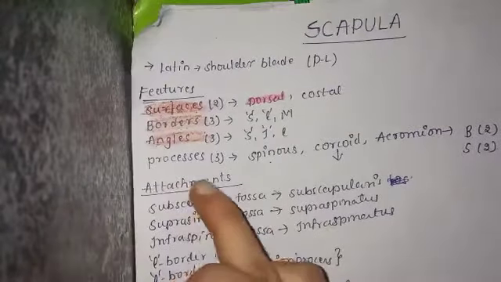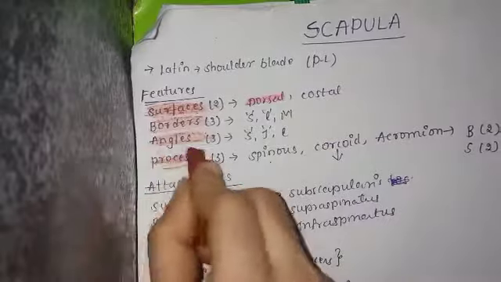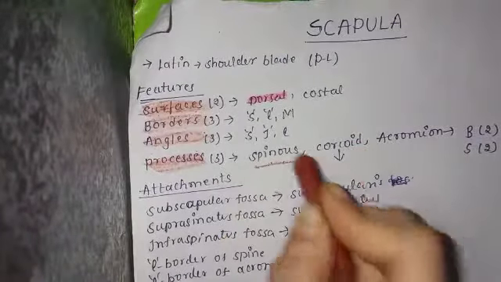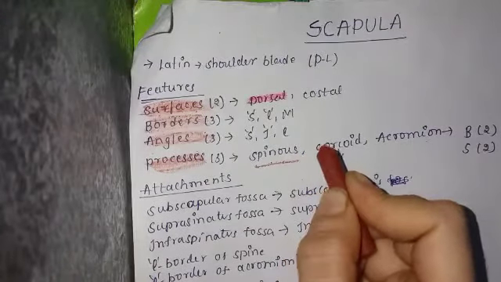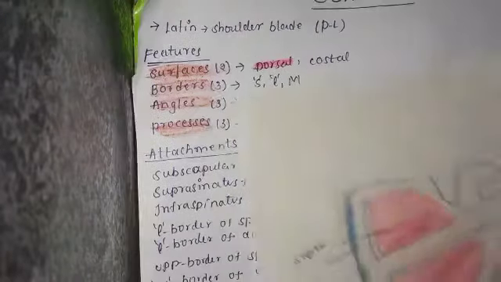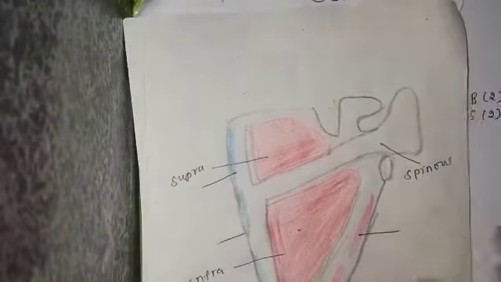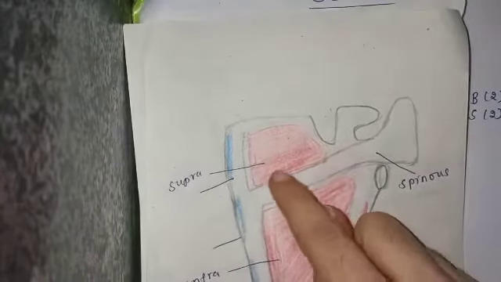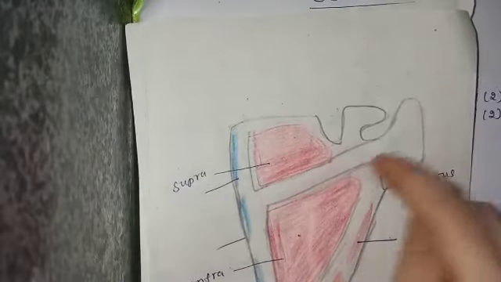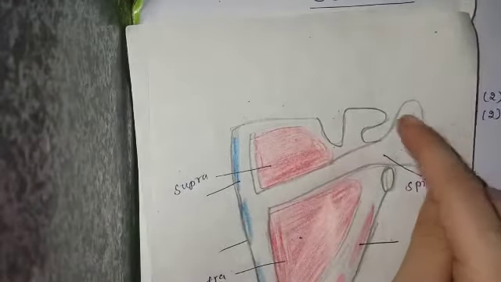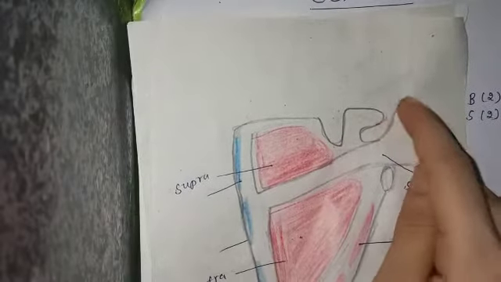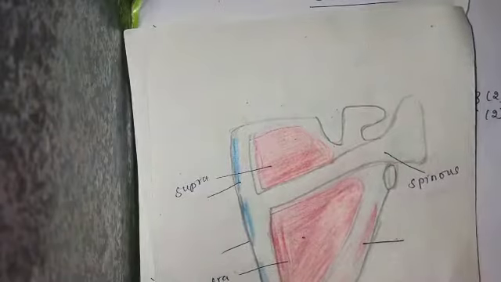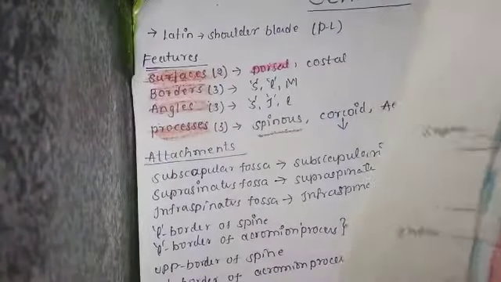Now let us discuss the attachments at the processes. First, the spinous process. What are the attachments we can see now? Okay, this is the spinous process, and this is the acromion process. This is the upper border and this is the lower border of the spine, and this is the medial border, this is the lateral border and the medial border of the acromion process. Here we can see the attachments.